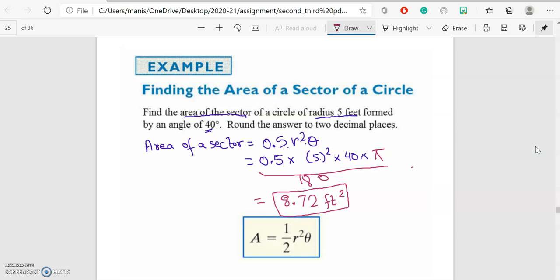If in case you want to know how, if you see over here, this 5 is technically 5 feet to the power square. So 5 square is 25. What will happen to feet? You will be squaring this also. So it will be feet square. This is your answer.